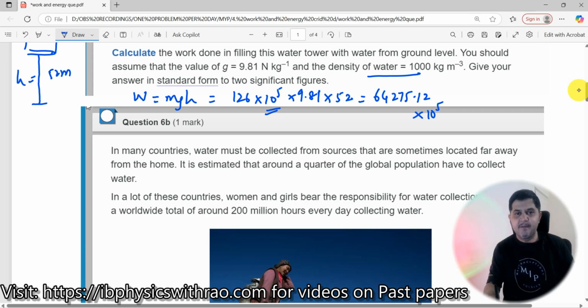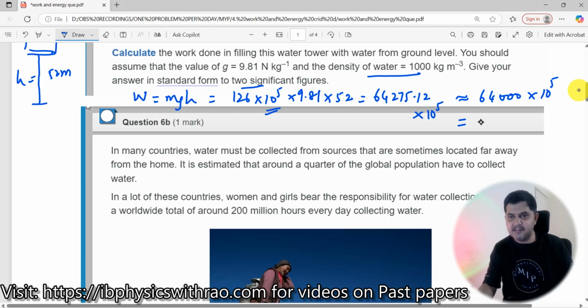So I get this. Now finally I got the answer, but I need to keep this in two significant figures. What will I do? 64,275 is nearly 64,000 multiplied by 10 power. I cannot put 64,200 here because in that case it will be three significant figures. So I want only two. I write like this, which is now 64 times 10 to the power of 3 and 10 to the power of 5, 10 to the power of 8.